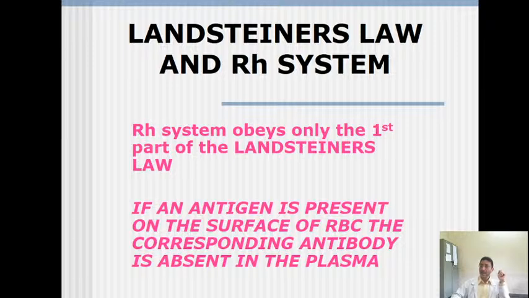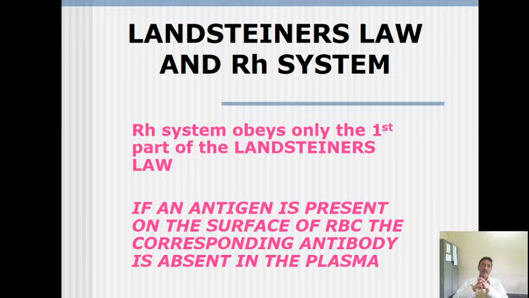So what is the Rh system following? It is following Landsteiner's law, and the first part says that if an antigen is present on the surface of the RBC, the corresponding antibody is absent in the plasma. That means if the person has the D antigen present, the person is Rh positive, but the corresponding antibody is absent in the plasma.